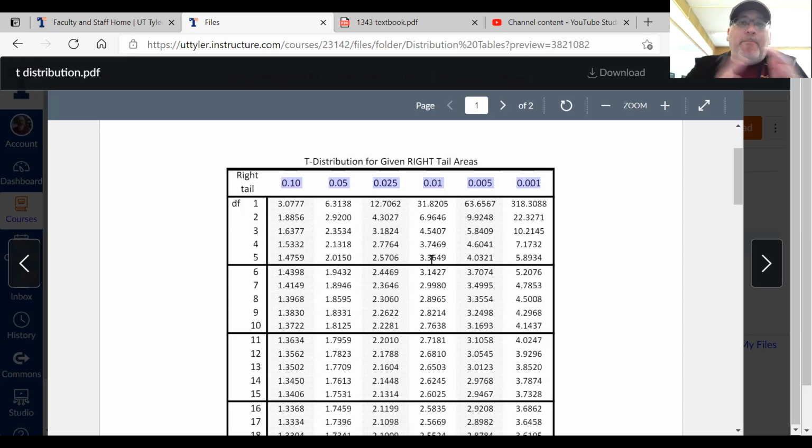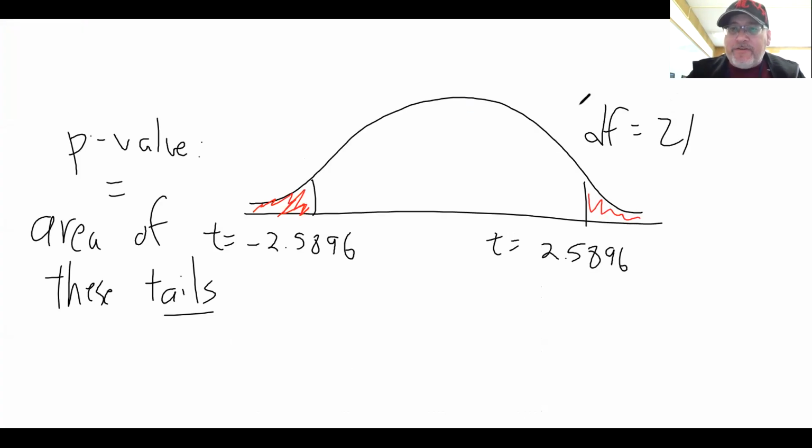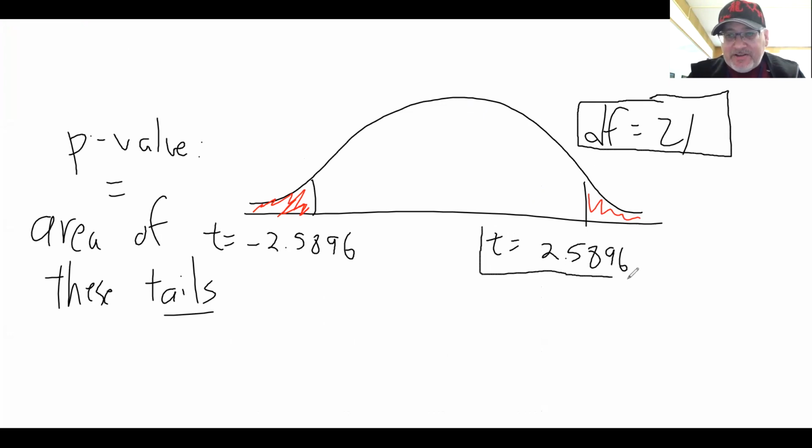We can come up with a bound for the area of that tail by looking in the correct row based on the degrees of freedom and finding the t values that serve as boundaries for our test statistic. So what does all that mean? All that means is that we're going to go to the 21st row and we're going to find the t values that 2.5896 is in between. So let's do that. 2.5896.